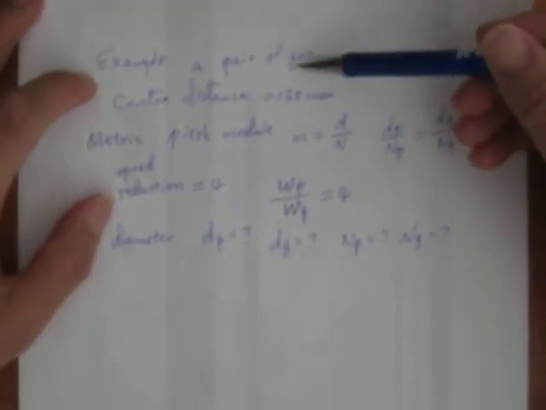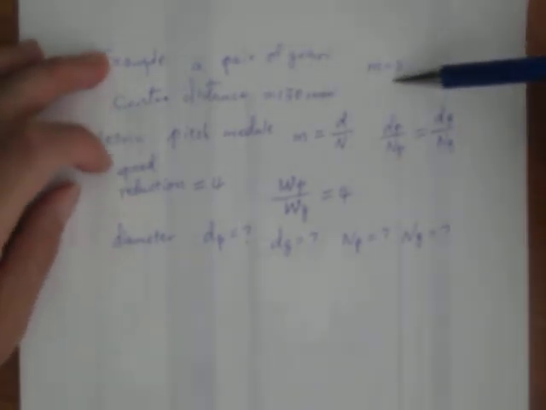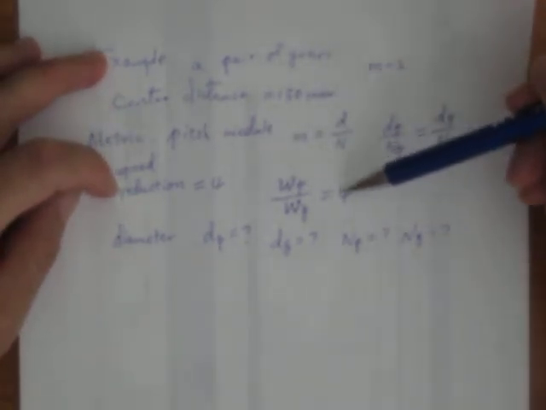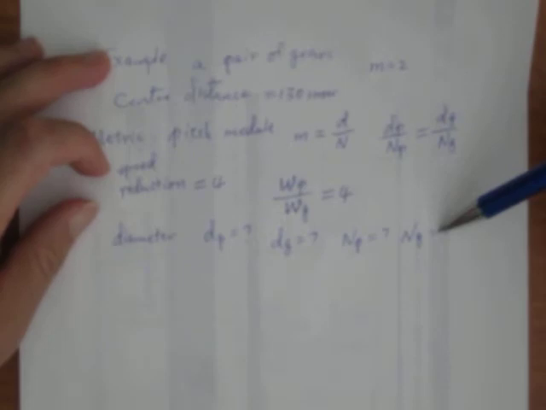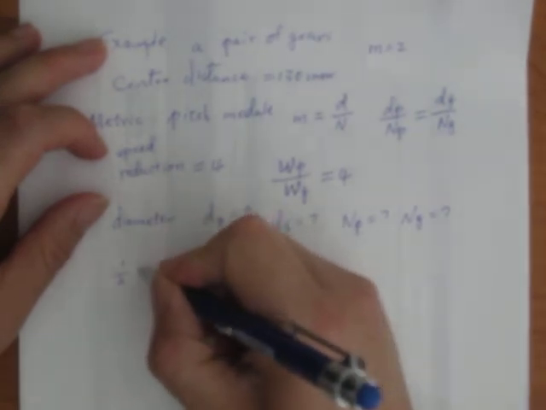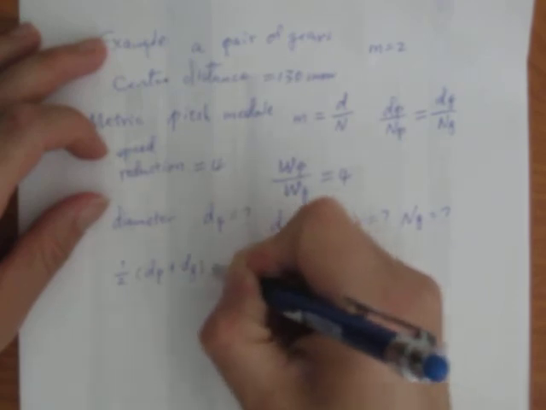So that's the problem. The center distance is this, and then the pitch module is this, and the speed reduction is this. And we need to find out those numbers here. Okay, so that's what we're going to do. We're going to write out all those formulas. So this formula, the center distance, dP plus dG, is equal to 130.